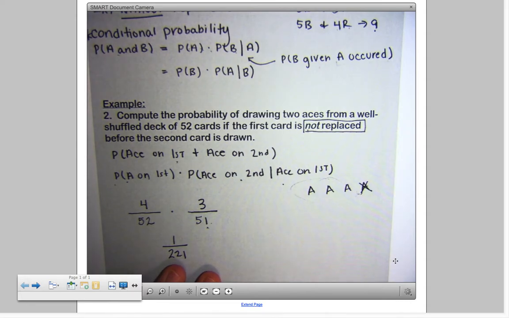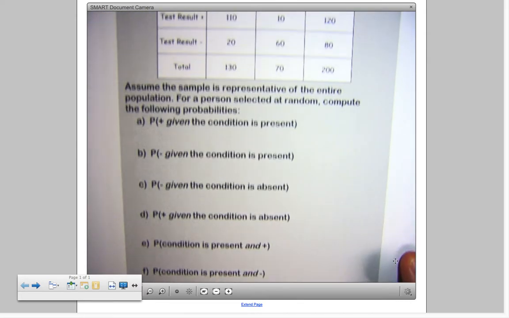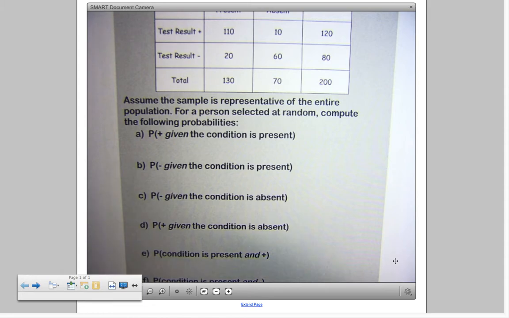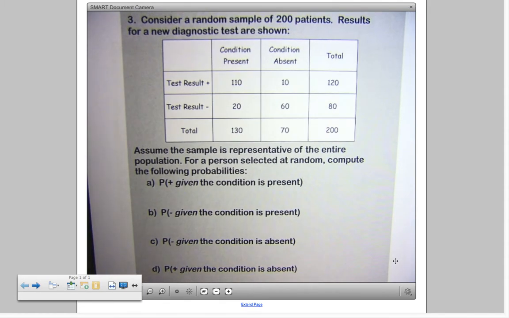Okay, go back to the chart example. Okay, so this chart here, they have results of a test of 200 patients. Okay, and we're going to find the probabilities of A through F down here. There is an example, or there is a problem like this on your test, so make sure you pay attention to this example. Okay, so let's look at the first one.